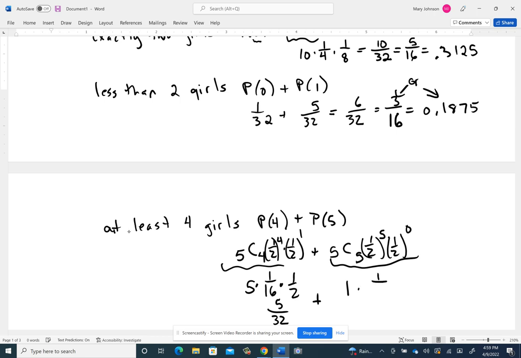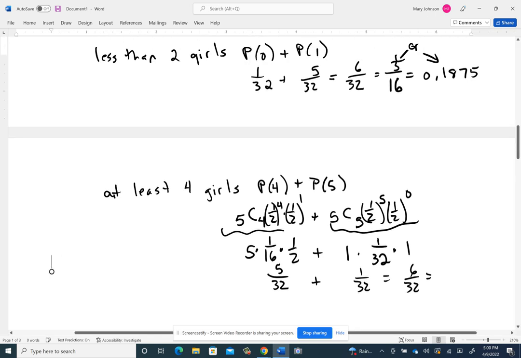1/2 to the 5th power would be 1 over 32. 1/2 to the 0 power is just 1. So we get that plus 1 out of 32, which gives us 6 out of 32 again. Just happens. It does. There is a reason. We're getting a little symmetry going on here. And that winds up being 3 out of 16.